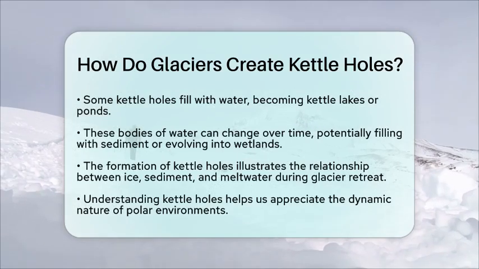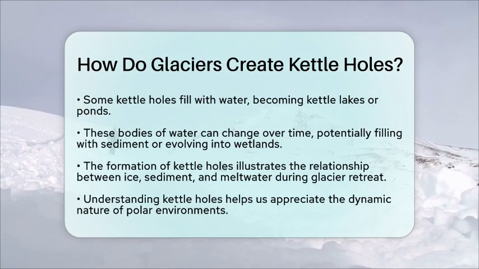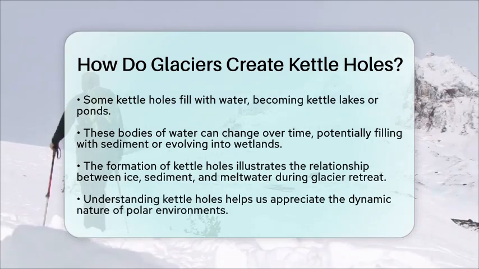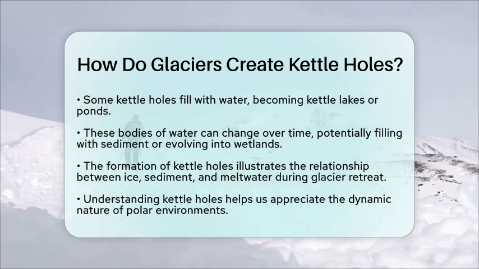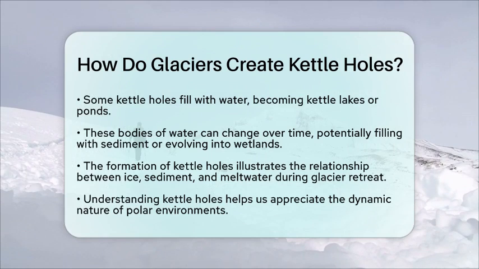So, to sum it up, kettle holes are formed when glaciers leave behind blocks of ice that become buried under sediment. As these ice blocks melt, the ground above collapses, creating those distinctive depressions we see in glaciated polar regions. This process showcases the dynamic relationship between ice, sediment, and meltwater during glacier retreat. Understanding kettle hole formation gives us a glimpse into the ever-changing environment of the polar regions.